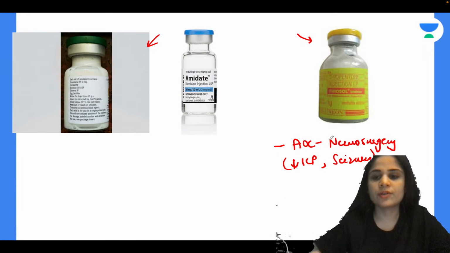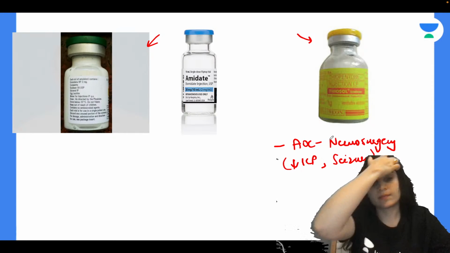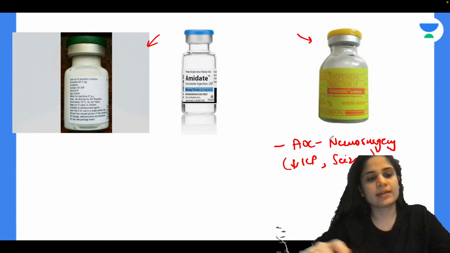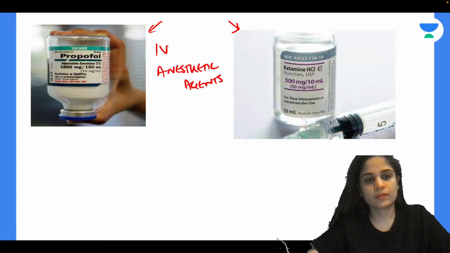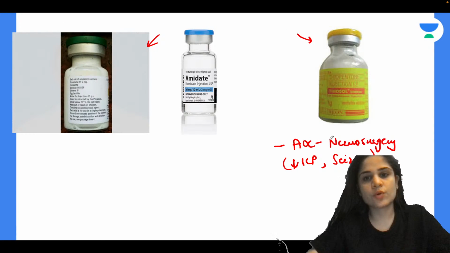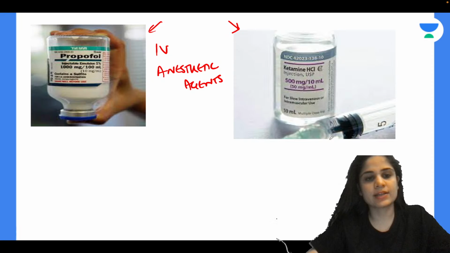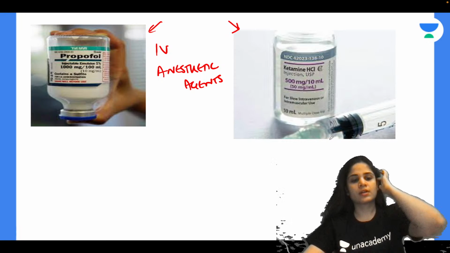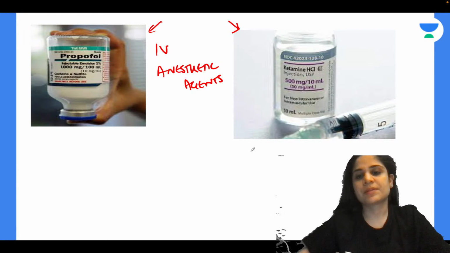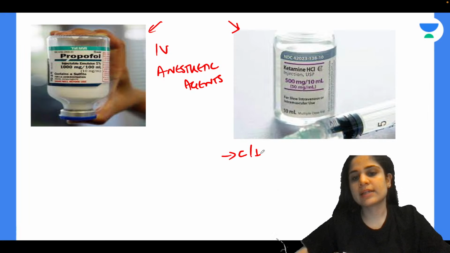Okay. Now, if you're telling me the agent of choice in neurosurgery is Thyropenton, can you tell me which agent is contraindicated in neurosurgery? Any agent that is contraindicated in neurosurgery? Any agent contraindicated in neurosurgery, guys? Out of these 4 agents, which IV anesthetic agent is contraindicated in neurosurgery? Yes, very good Hemal, absolutely correct. So the agent contraindicated in neurosurgery is ketamine.